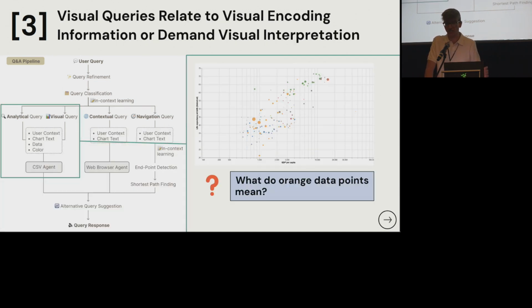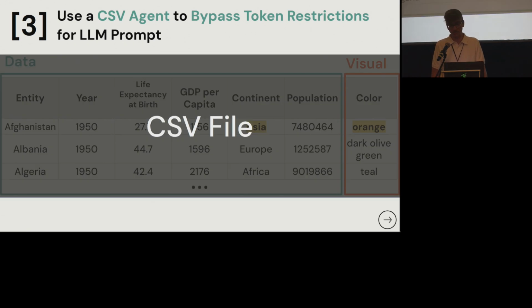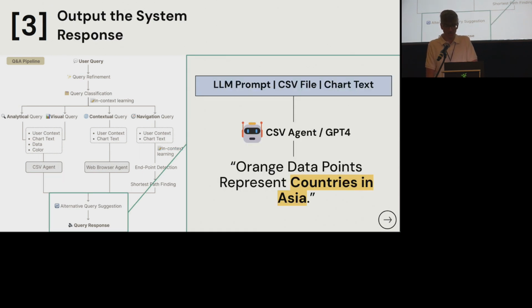First up is the analytical and visual question pipeline, and I will demonstrate using this example: What do orange data points represent for the scatter plot? To bypass the token restrictions and to give our large language model the full picture, we utilize a CSV agent, which compiles our data and the visual encodings that we extract from the chart into one CSV file. This, along with the chart text, the current user position in the keyboard navigable structure, and the original refined question, are then fed into our prompt. Our GPT-4 ultimately returns the correct answer, which in this case is that the orange data points represent countries in Asia.